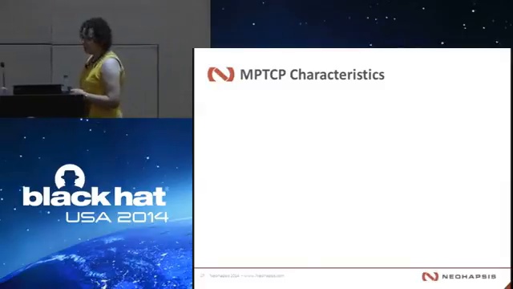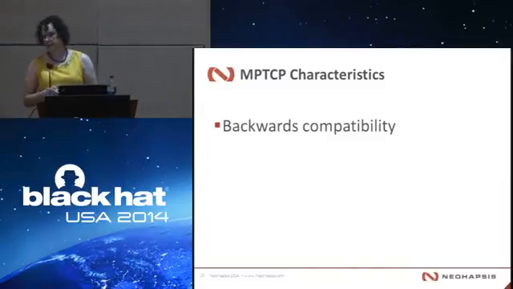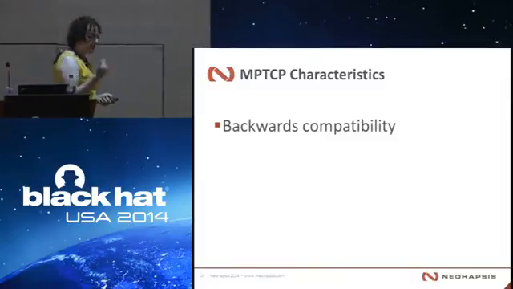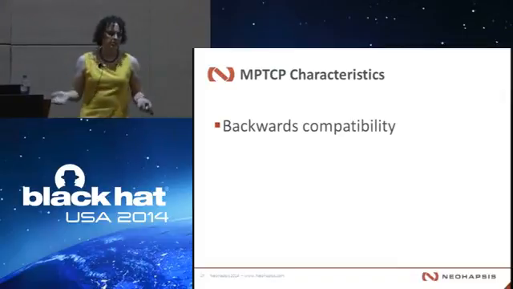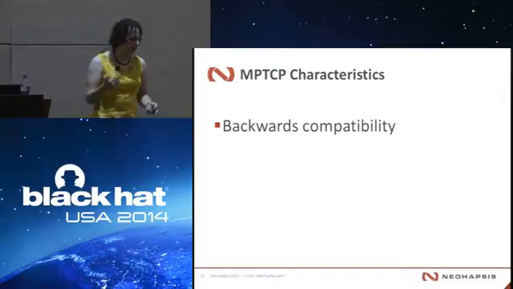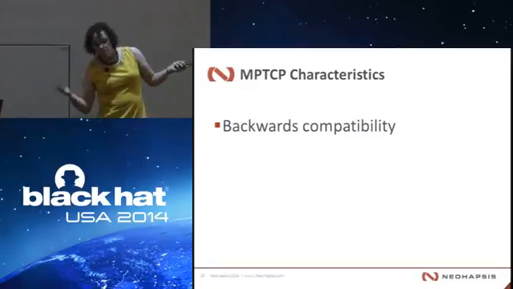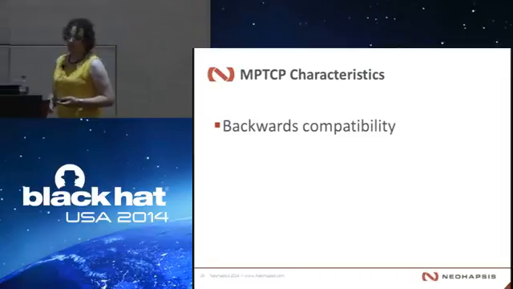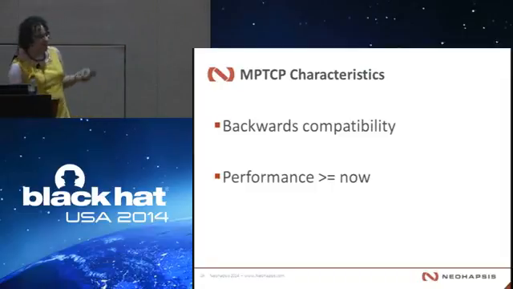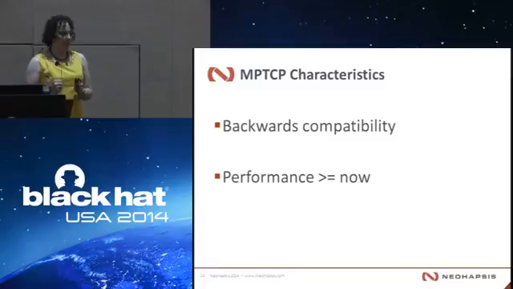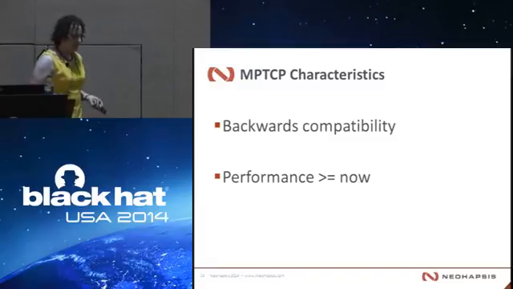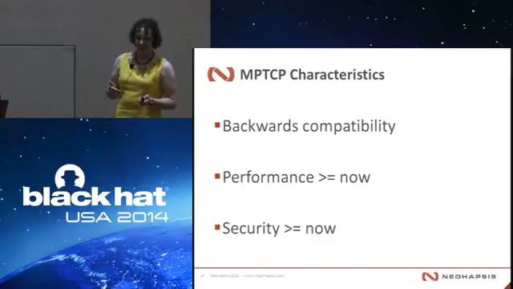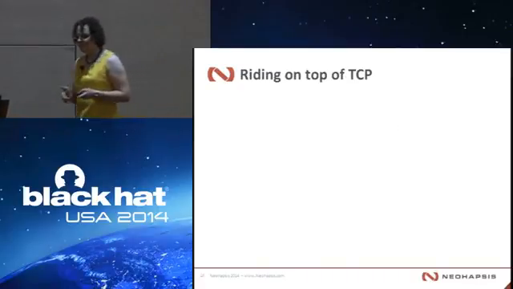What are the characteristics of multipath TCP? What are the things that they were trying to design into it? Backwards compatibility. So SCTP did do some of this functionality, but it didn't get widely adopted because it required a lot of rewriting of software, hardware, networking things. And you know what? That's understandable. Multipath TCP is backwards compatible. Performance at least equal to now. If it's worse than now, why would you use it? Security greater than or equal to now. Who knows what that means?